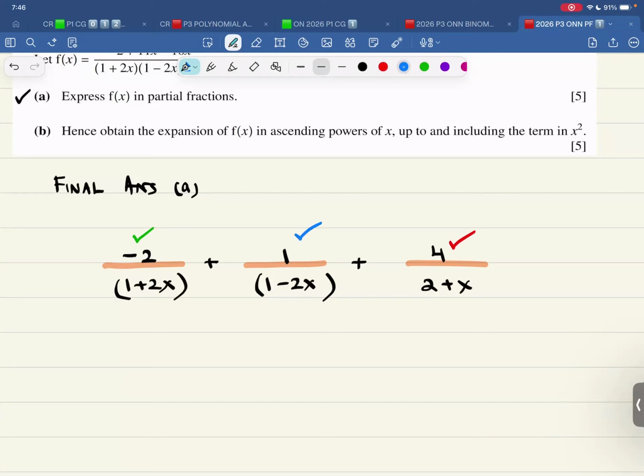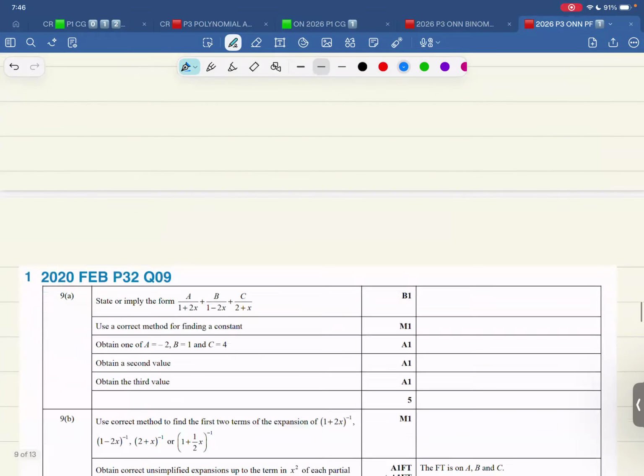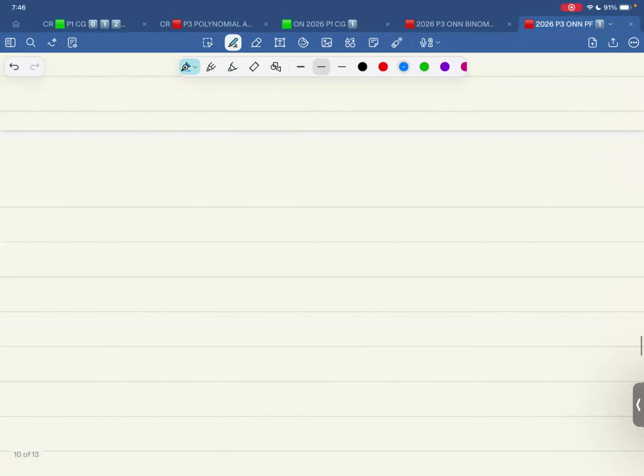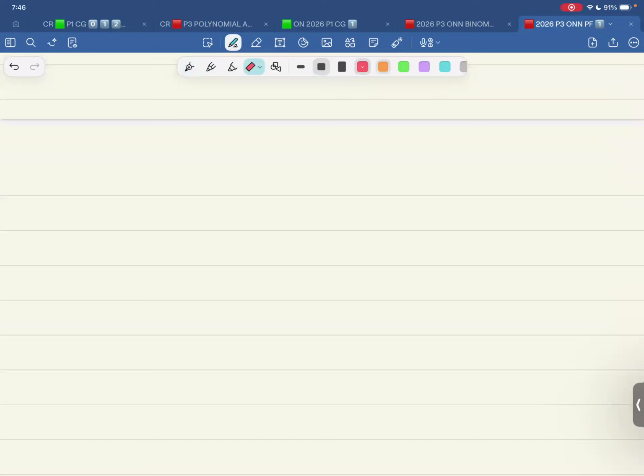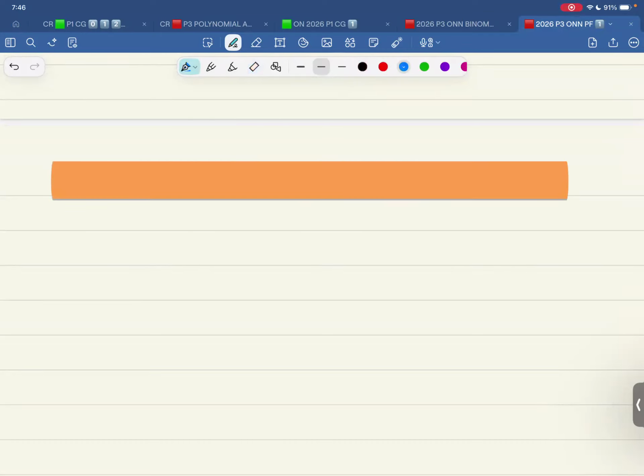Now, I won't be focusing on part B at the moment. Let me first finish all the cases. Then I'll go to binomial. So now this thing is done. Let me move on to the next case. Now the next case is this thing. That is case number 2. So we are on partial fraction case number 2.